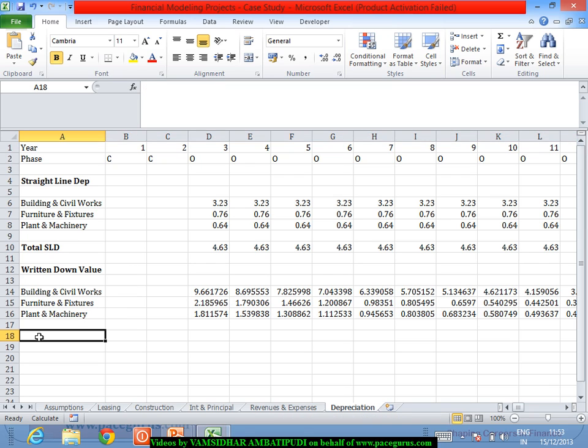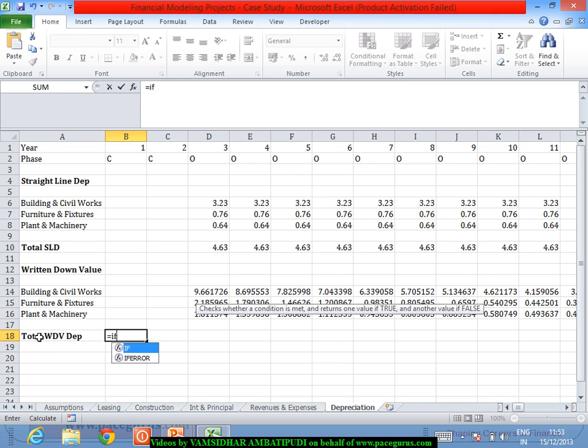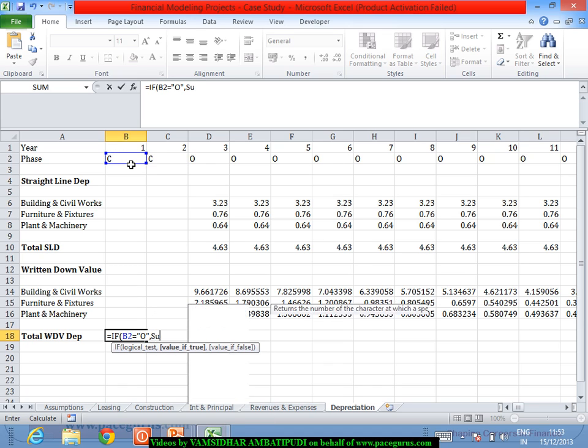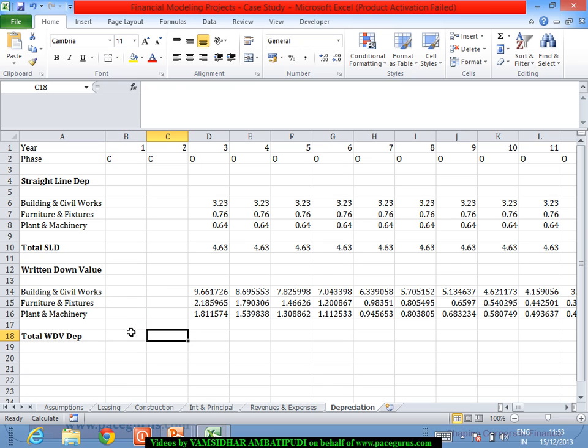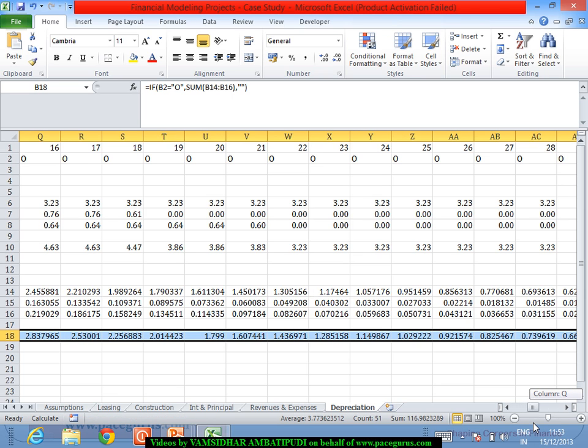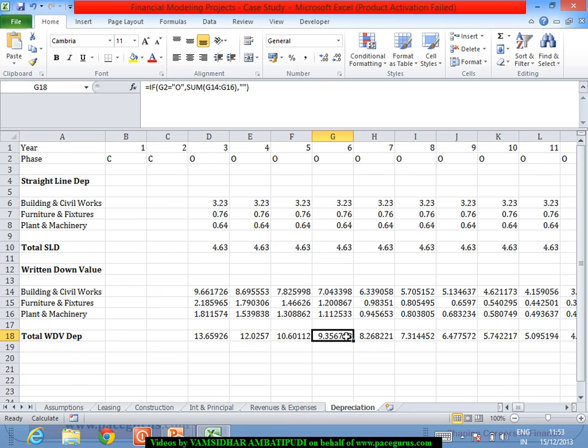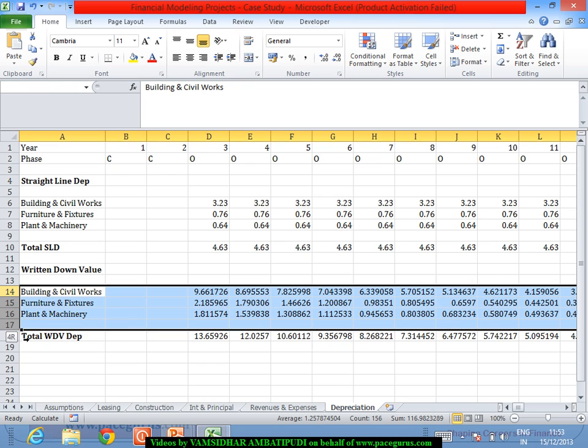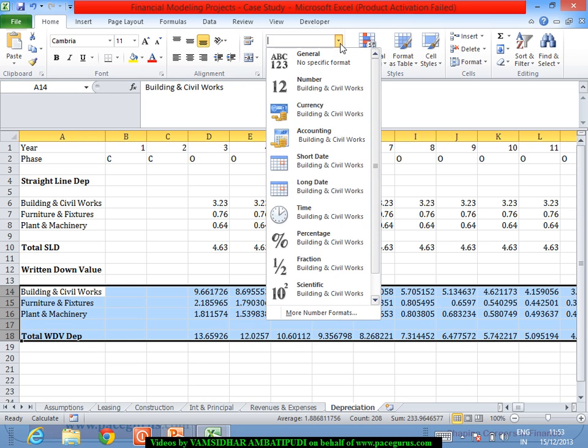So I could also find out total written down value method of depreciation. Same logic I can use. If this is equal to O, then do the summation of all these values, otherwise leave it as blank. So financial modeling, as I am showing right now, is an art of playing with the Excel formulas to get as much dynamism as possible, because that is what will help you in doing your what-if analysis quite comfortably, bringing in as many scenarios as possible into our analysis.